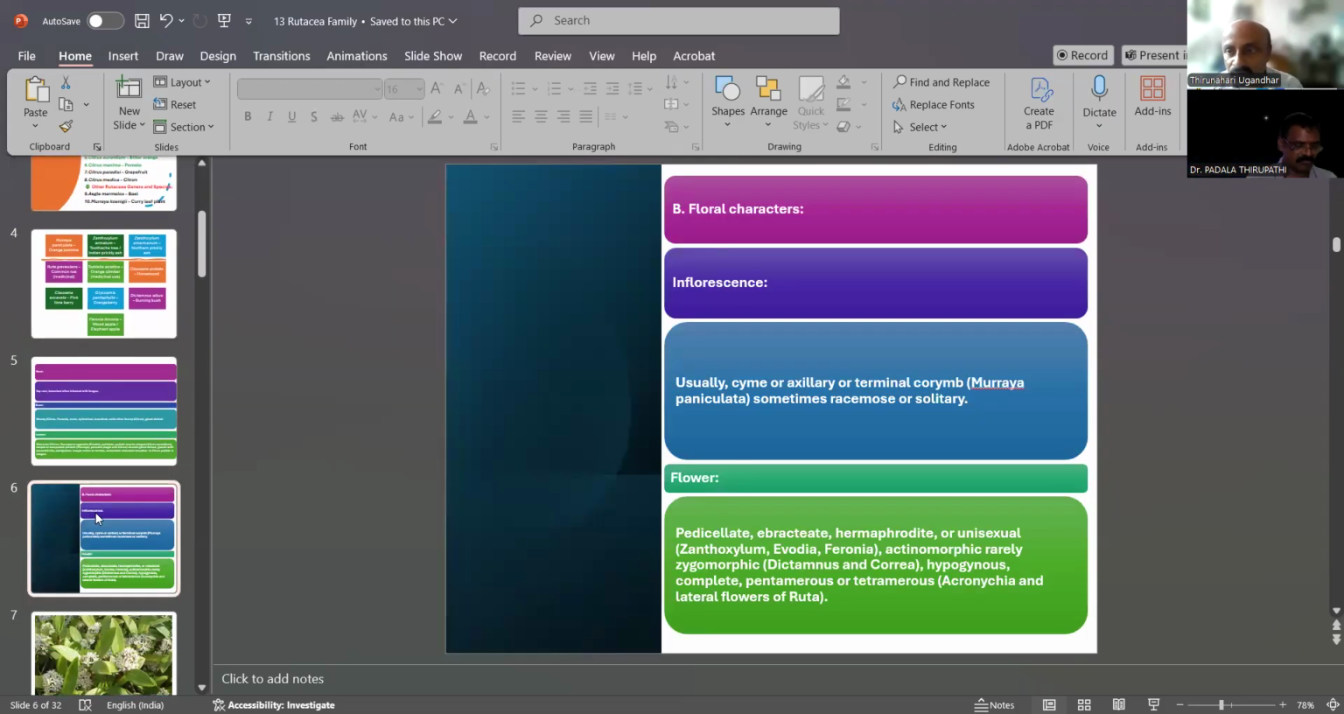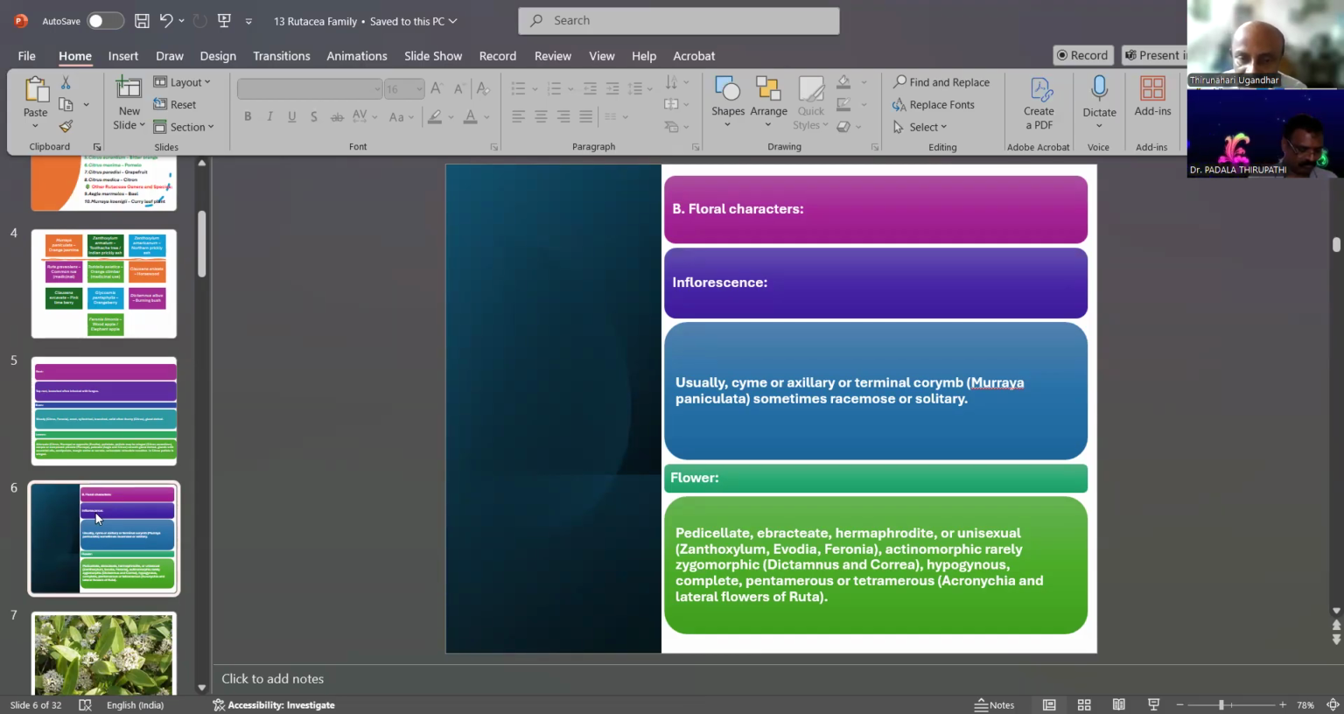But what are the floral characters of the plant? The inflorescence is usually a cyme, axillary or terminal corymb, as in Murraya koenigii or Murraya paniculata, examples of the corymb. Then sometimes racemose or solitary flowers are present in this group of family members.